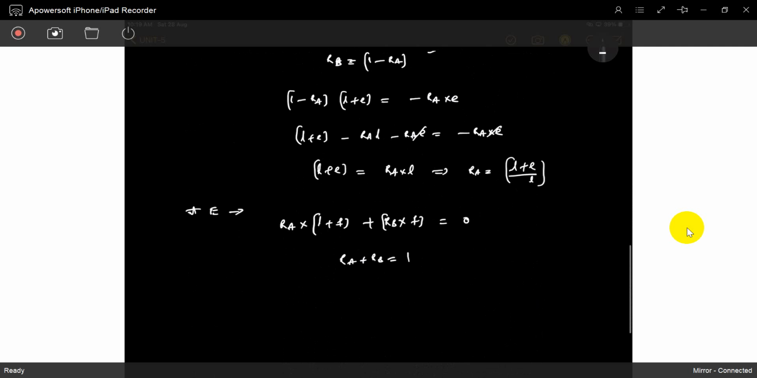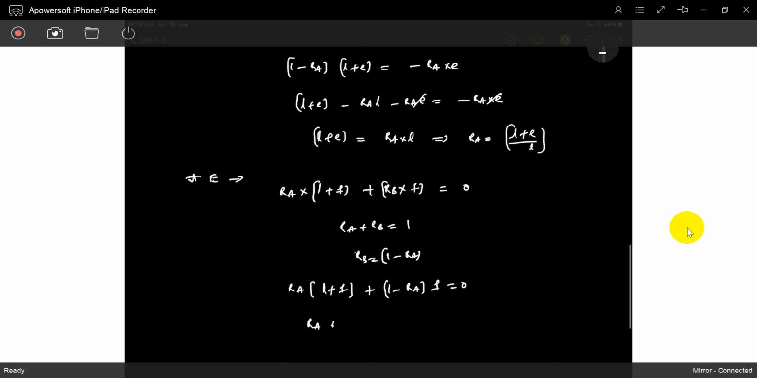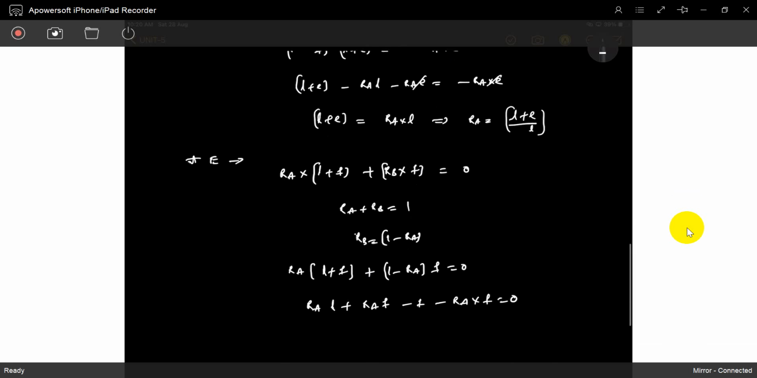Okay, so now develop it. Same once again, you write it. RB is 1 minus RA. Place it. RA into L plus F, plus 1 minus RA into F, is equal to 0. RAL plus RAF plus F minus RA into F is equal to 0.